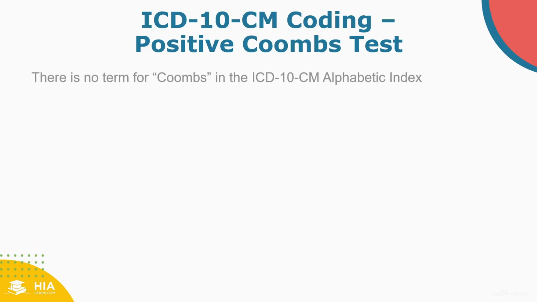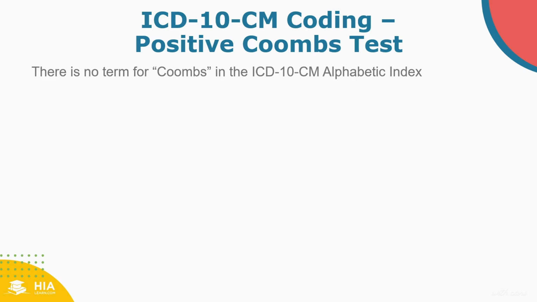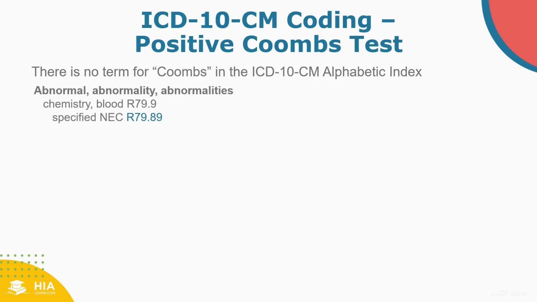There is not a distinct code in ICD-10-CM for a positive Coombs test. A positive Coombs test identifies an abnormality in the patient's blood. By following the terms abnormality, chemistry, blood, and specified NEC, the index directs assignment of code R79.89, other specified abnormal findings of blood chemistry. This is the code that should be reported for documentation of a positive Coombs test.